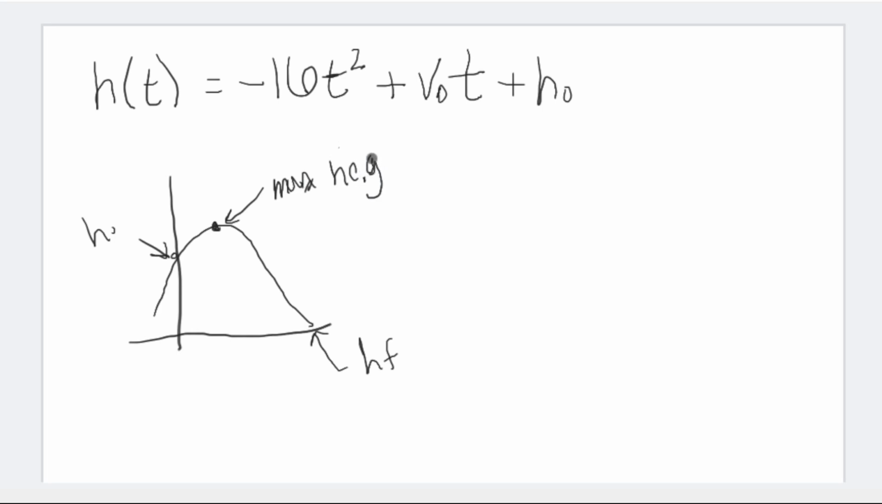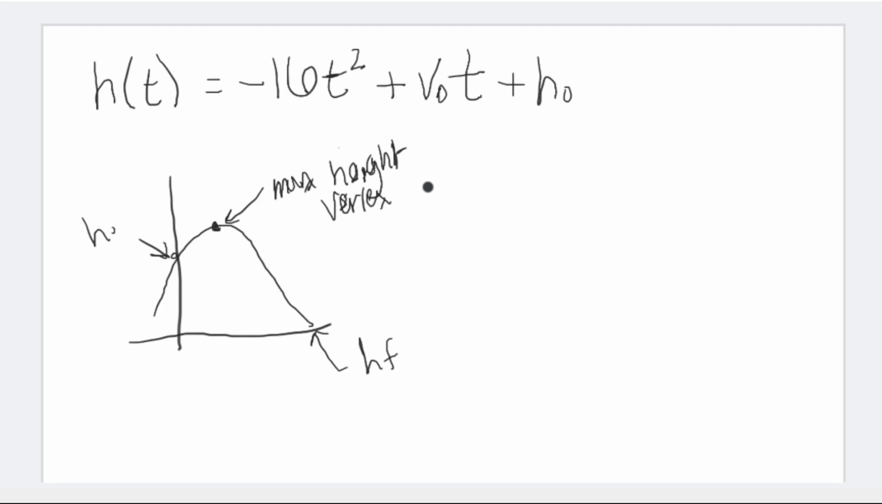Man, my pen is horrendous. So the maximum height is equal to the vertex, or on the vertex, okay? Where the x value of the vertex is the time that it takes to get to the maximum height, and the y value of the vertex is what the maximum height is.